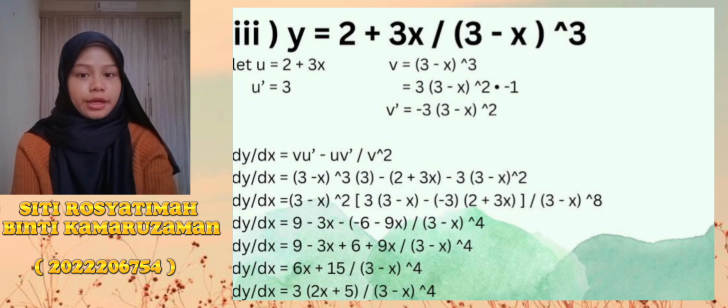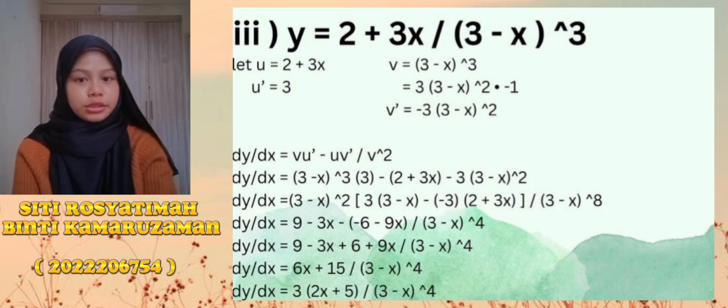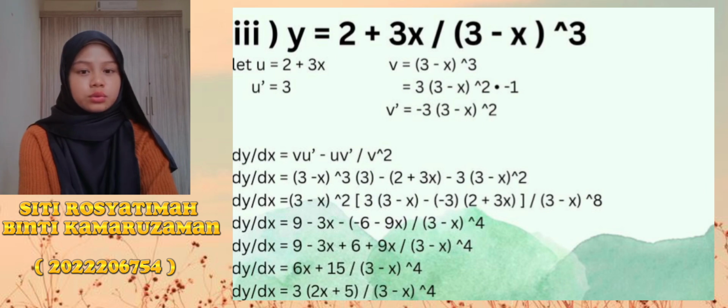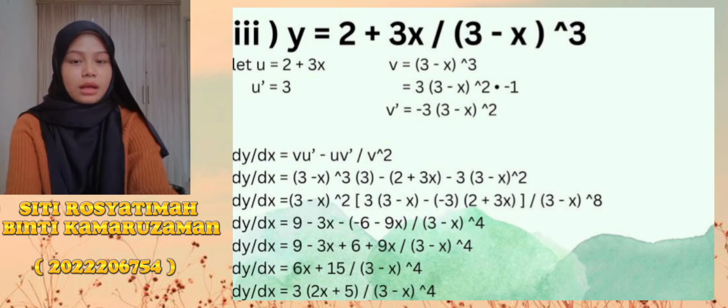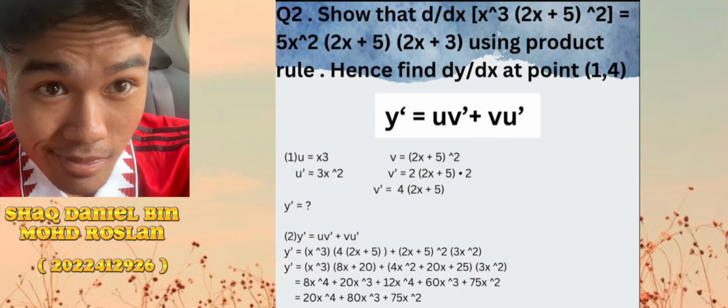We factorize bracket 3 minus x power of 2 to cancel the equation. So dy/dx equal to 6x plus 15 divided with bracket 3 minus x power of 4. Last answer is dy/dx equal to 3 times bracket 2x plus 5 divided with bracket 3 minus x power of 4. Question 2, we will get this equation after we read the question, and it's going to use product rule.